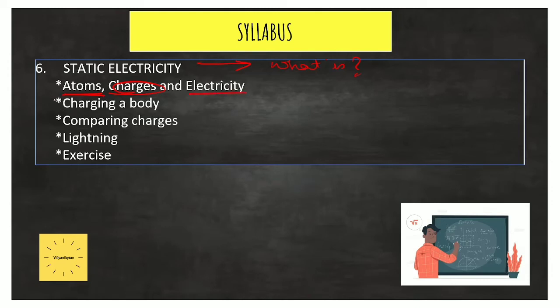We will then study charging of a body, and then we will study comparing charges, and then we will move on to lightning. What is lightning, and how does it occur? And we will move on to exercise. In the exercise portion we will solve questions of this chapter, static electricity, and then we will move on to the next chapter.